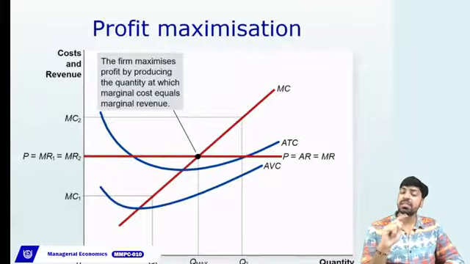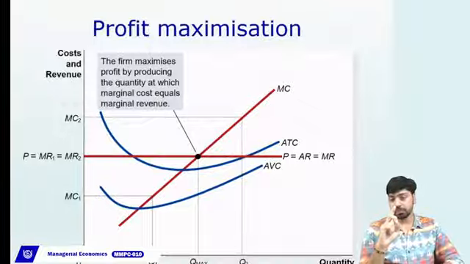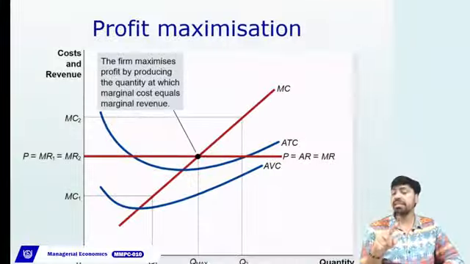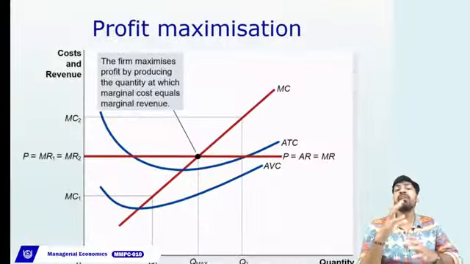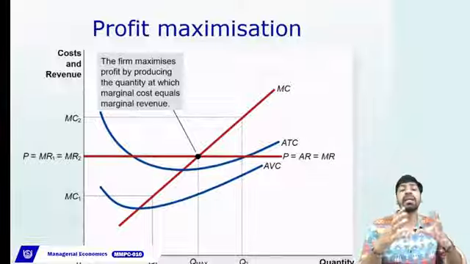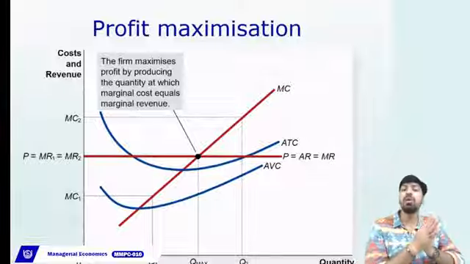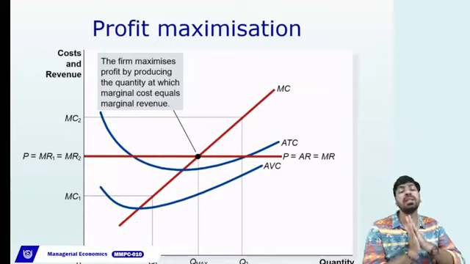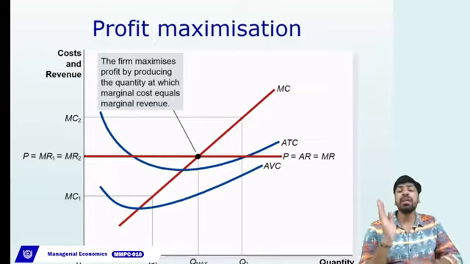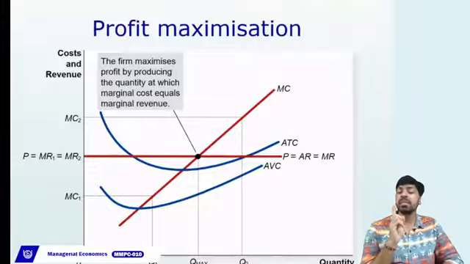And once this is the shape of the marginal cost, that it cuts the minimum point, and where the price line and the marginal cost cut intersect, that is called the profit maximization point, where the marginal cost is equal to the marginal revenue.